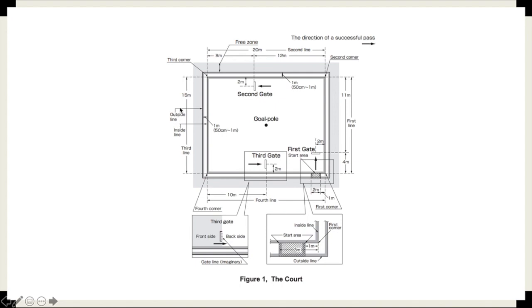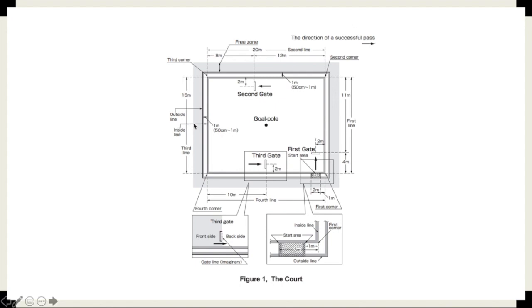Well, we can see that there is an outside line arrow, but we can also see there is an inside line arrow. Now, in most times when we play Gateball in Australia, we don't usually mark the outside line, just to save time, in all honesty. But we have to refer to it here as it is part of the official rules.